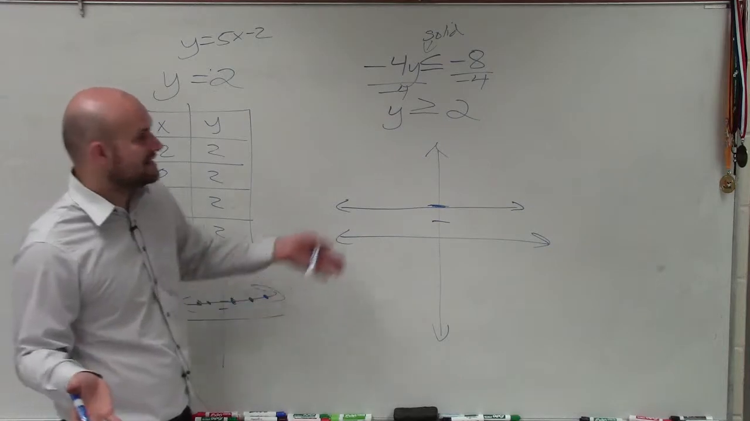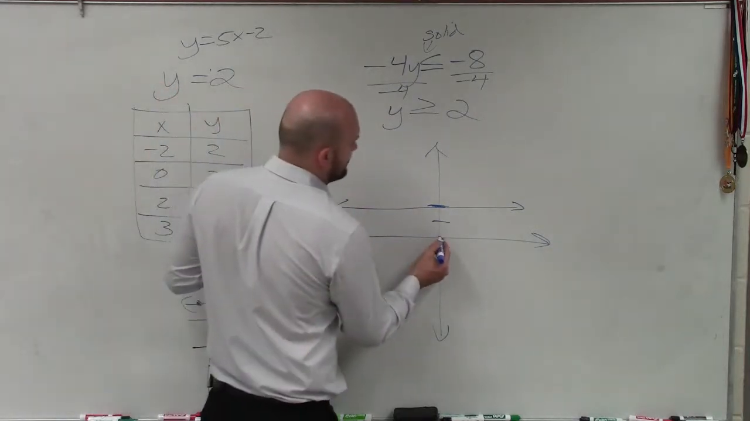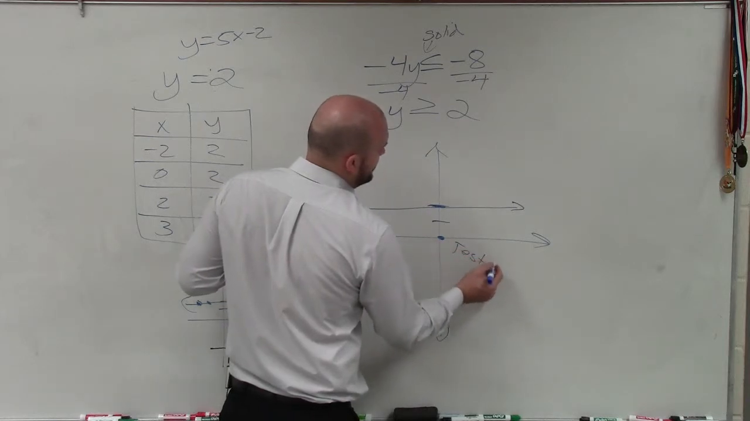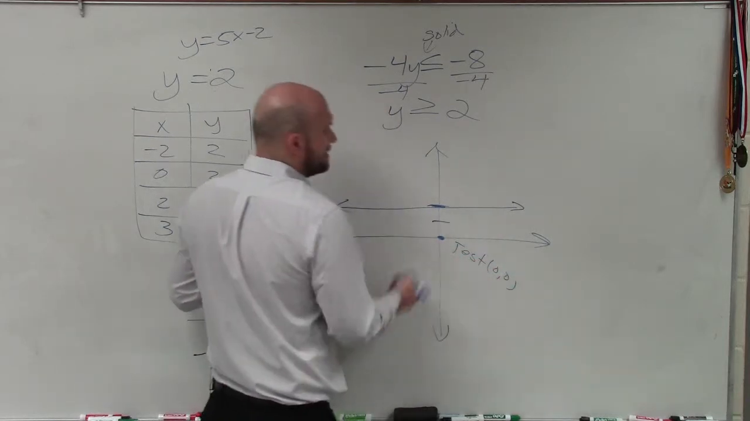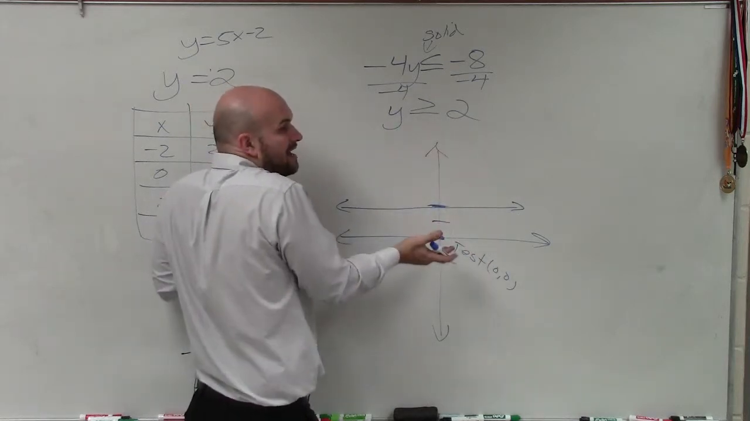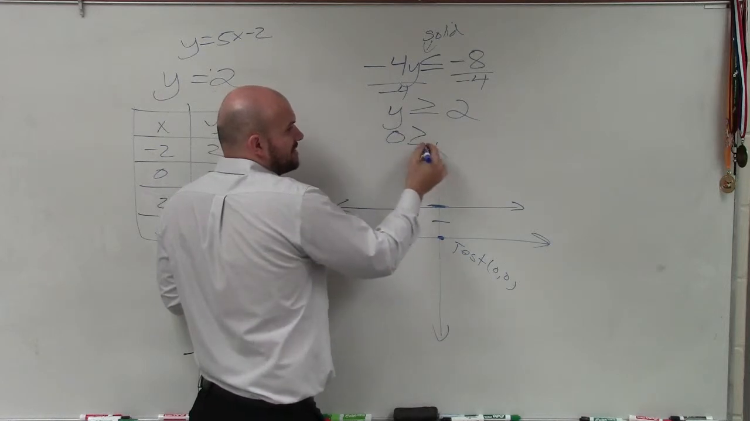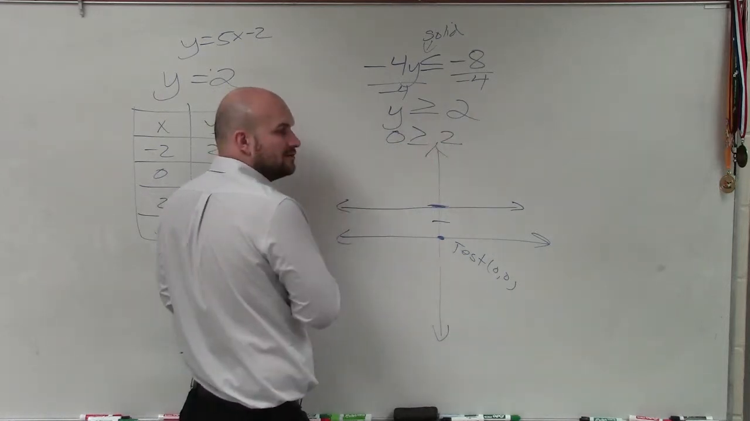Now I want to be able to test. Are the points below or above it true? So the best test point I'm going to want to use is 0, 0. All right, and to test 0, 0, I need to plug in 0 for x and y. Well, again, we don't have a value x to plug 0 in for, so let's use y. Just plug in 0 for y. Is 0 greater than or equal to 2?